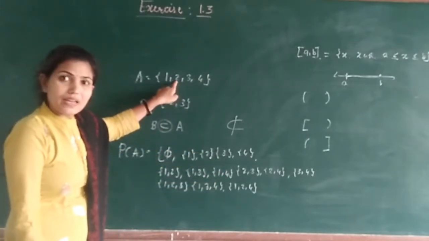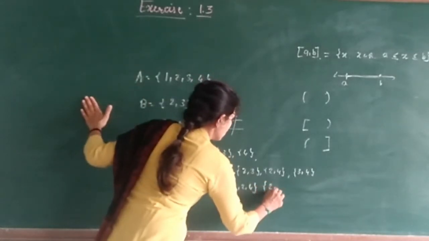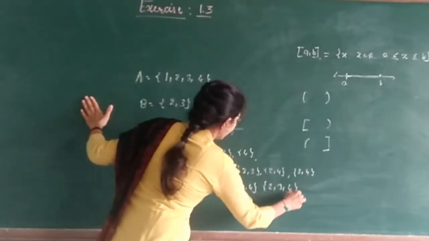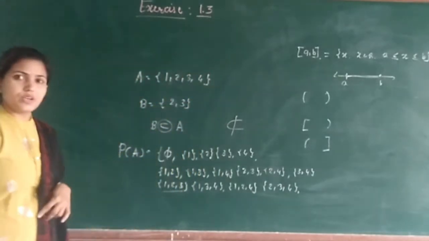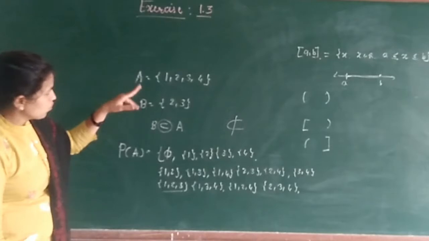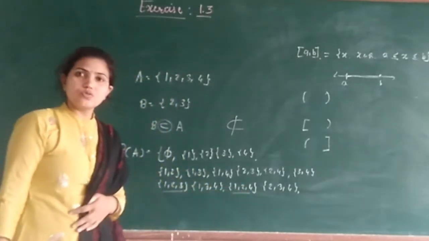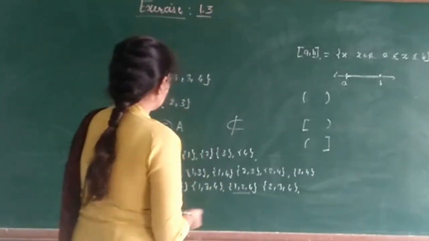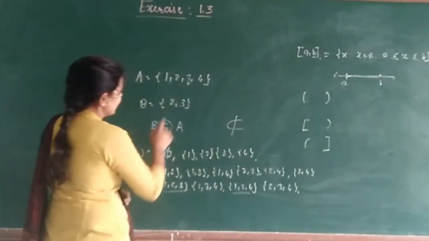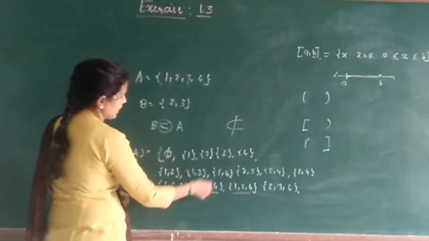Similarly, keep writing with 2. So 2 3 4, I will write down 2 3 4. If I write 2 3 1, then who is 2 3 1? It is 1 2 3. If I write down 2 4 1, then 2 4 1 is here, 1 2 4. So these are repeated. I will not write them again. Similarly, if I take 3, then what will I have with 3? 3 4 and 1. 3 4 1 is here.